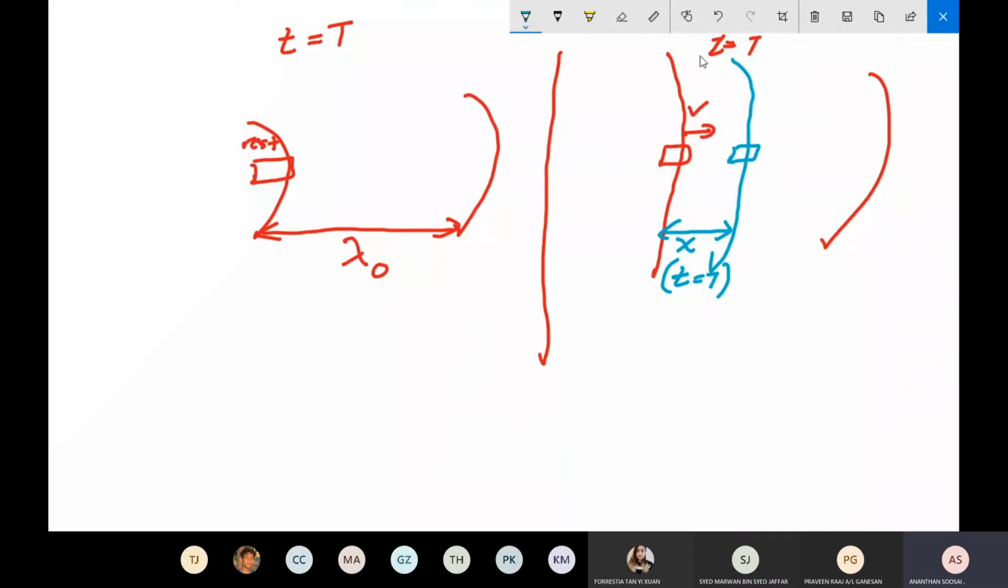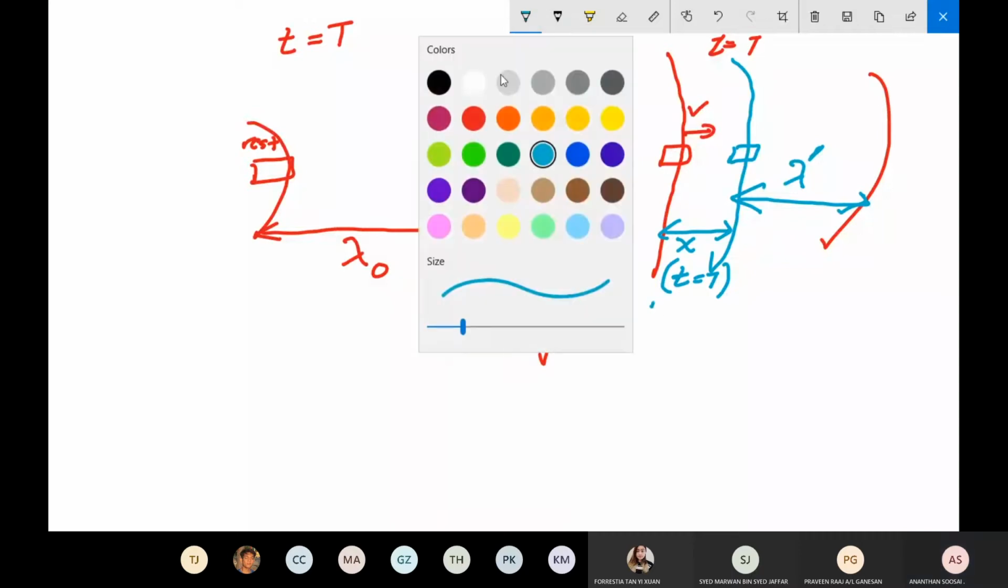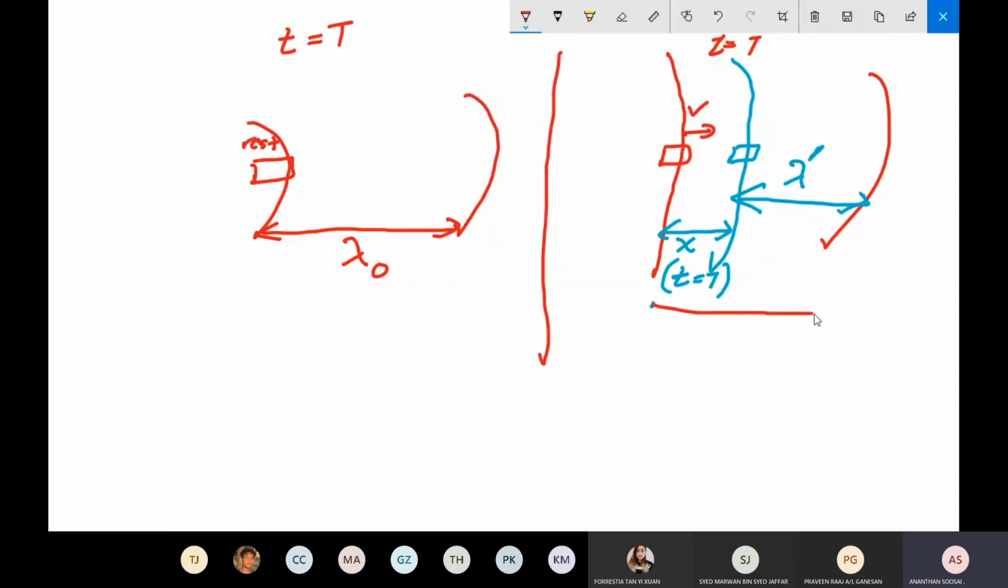From here to here is the original wavelength. But now, because the ambulance is moving forward to the right, the wavelength has been compressed. This is the new wavelength, lambda dash. Lambda naught becomes lambda dash because of the ambulance moving forward, and the wavelength gets shrunk, shorter.